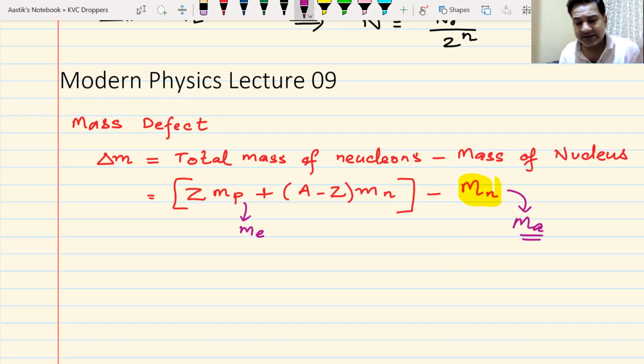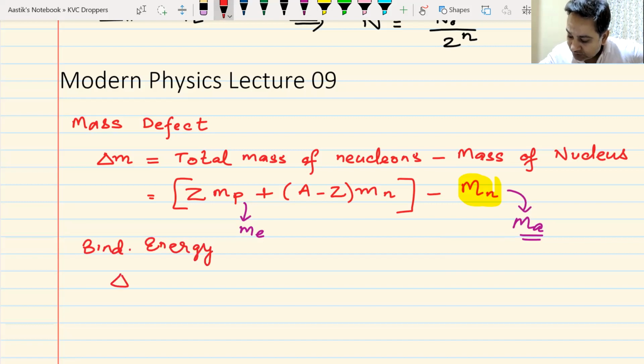This is the mass defect. Mass of the nucleus is less than the mass of the total nucleons. Now, because of this difference in mass, there will be some energy which is required to break the nucleus into its constituents, and that energy is known as the binding energy. We denote it by delta E, and delta E is this mass defect multiplied by c square, where c is the speed of light, Einstein's equation. We understand this, right?